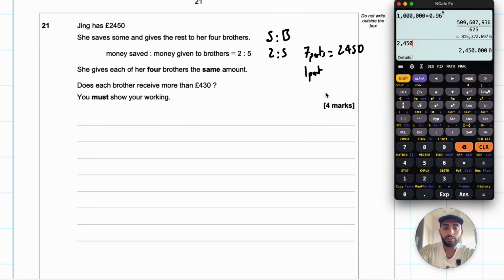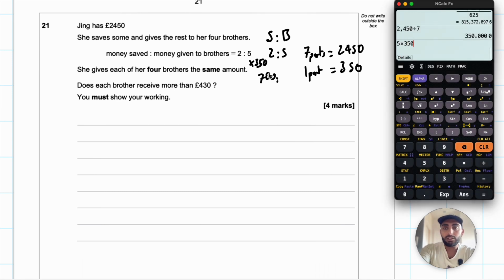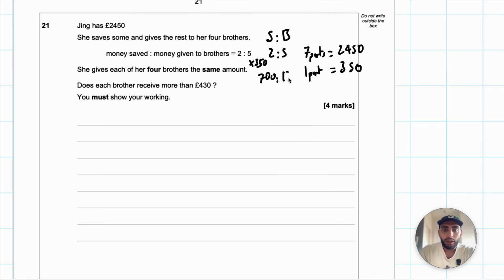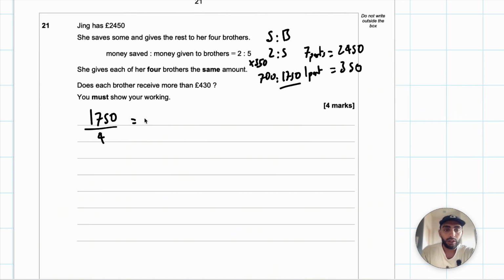2,450 divided by 7 is 350. We're multiplying both of these by 350. 2 times 350 is 700, and 5 times 350 is 1,750. And if you add both of these numbers up together, you get 2,450. She gives each of her 4 brothers the same amount. So this is being split up into 4 parts. There's 4 brothers. 1,750 divided by 4, which gives me £437.50.